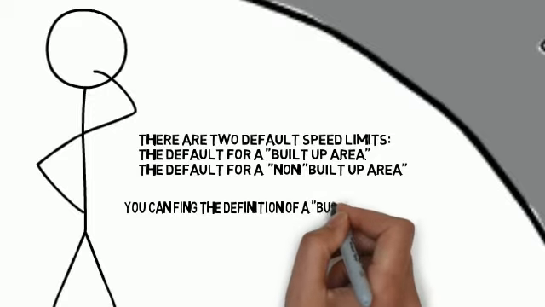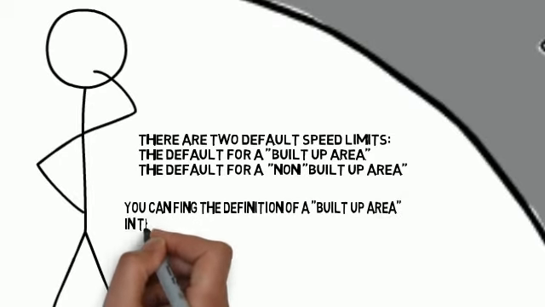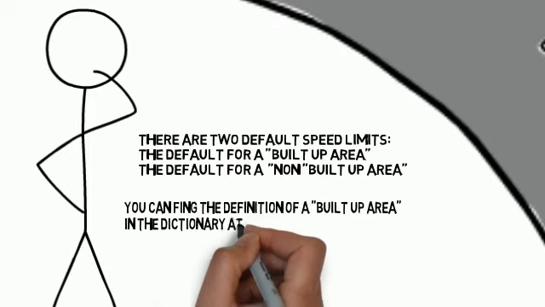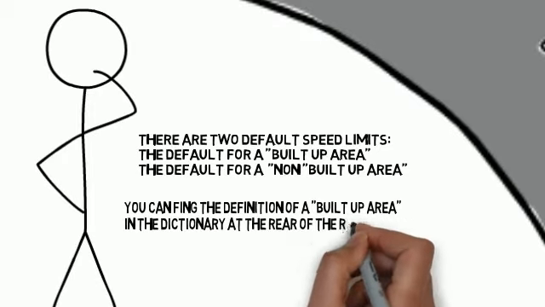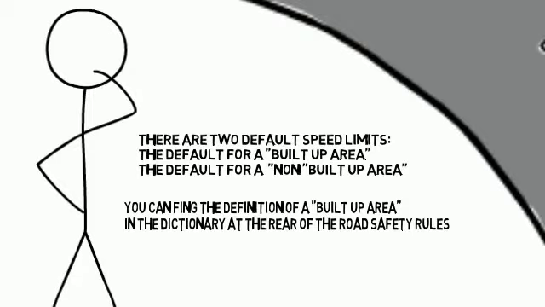To find that information, you need to turn to the dictionary, which is referenced in the road rule. The dictionary is a really important part of the road rules, and it will help you understand what you're trying to do correctly yourself and what you're trying to teach your clients.